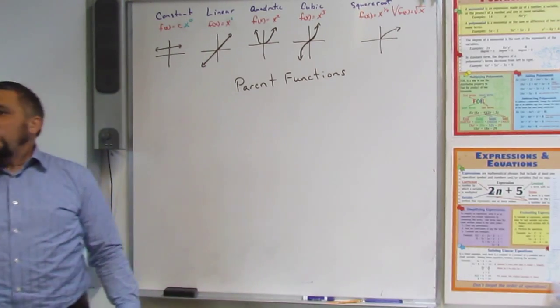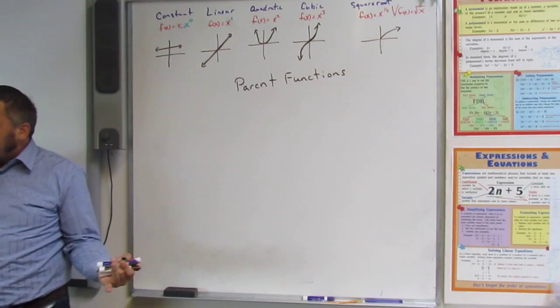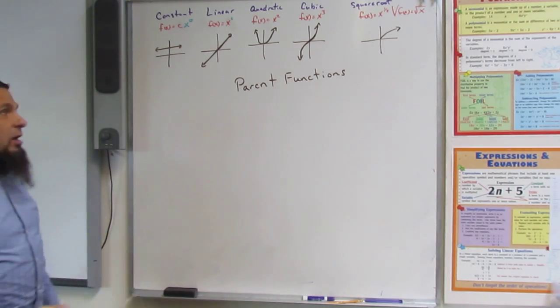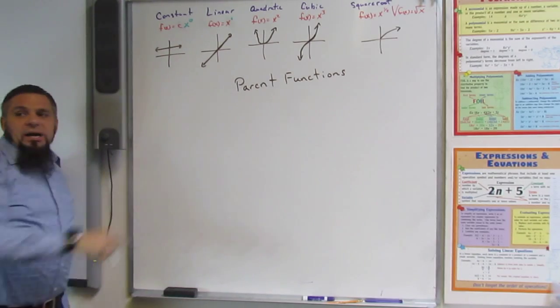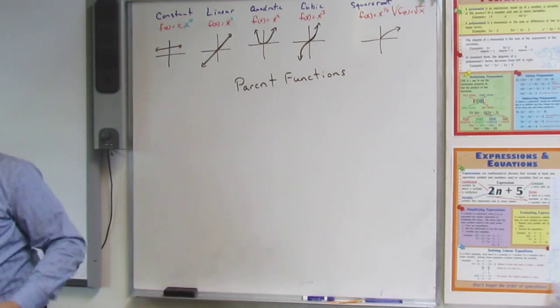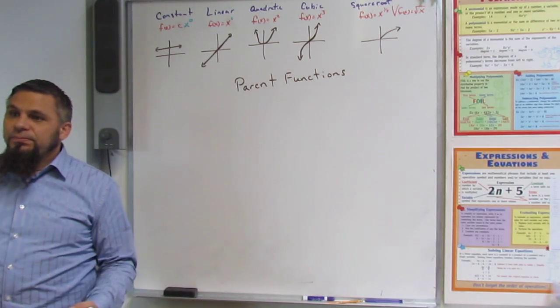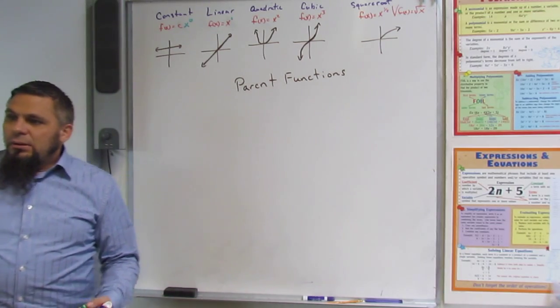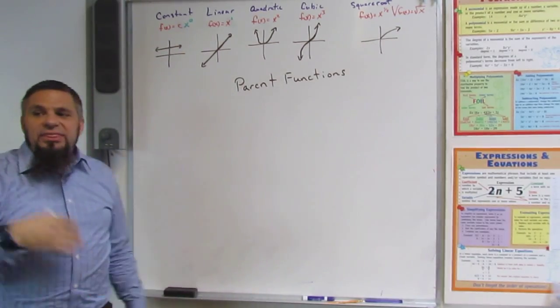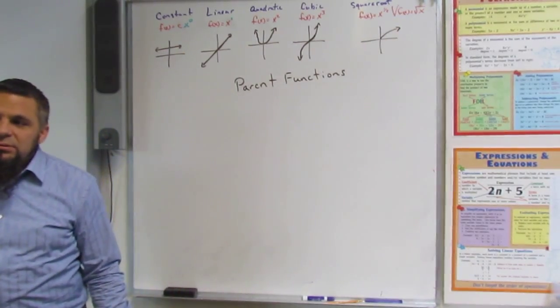Okay? So they all have an x. That's the one thing they have in common. They all have an x. Okay? They all have a y. The y is the function, f of x. So they have an independent and dependent variable. Okay? The x's never come up twice. That's what makes them a function.